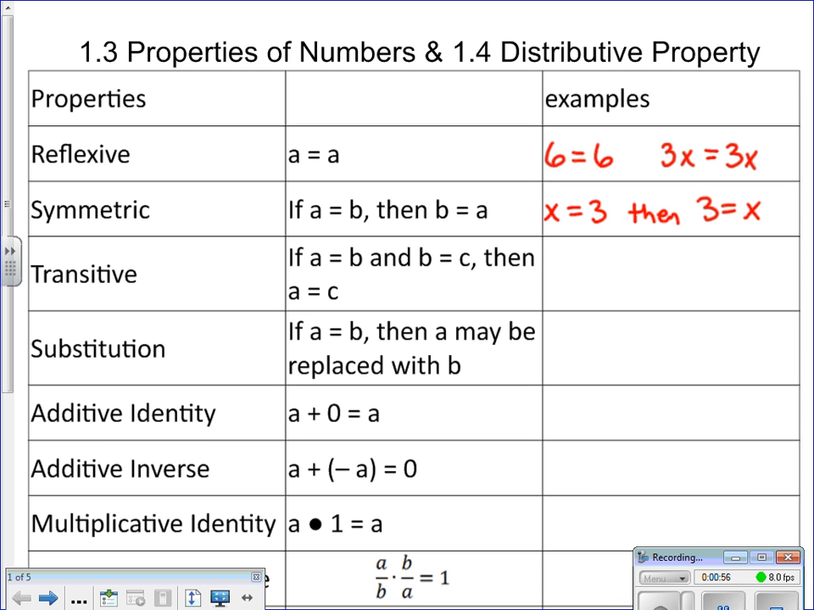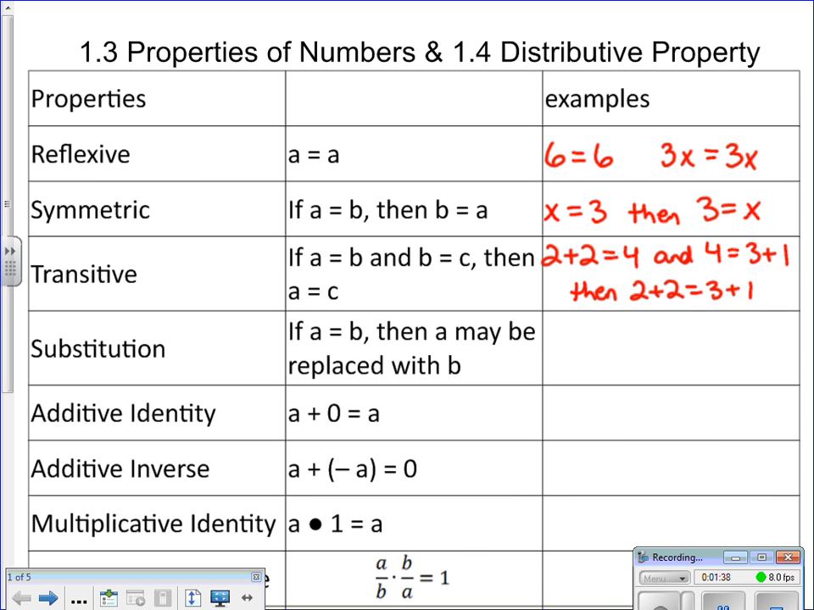Now transitive is about going from A to B and then B to C. So for example, if 2 plus 2 equals 4, and 4 equals 3 plus 1, then you can squash the two 4's in the middle and say 2 plus 2 equals 3 plus 1. So if one thing is equal to another, and then a third thing is equal to one of those, then the two thirds are equal to each other.